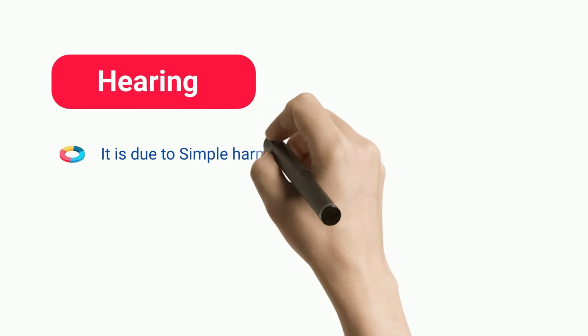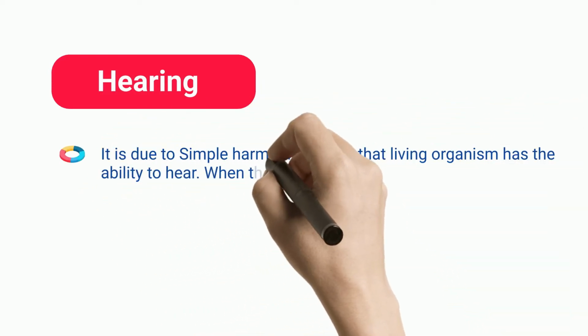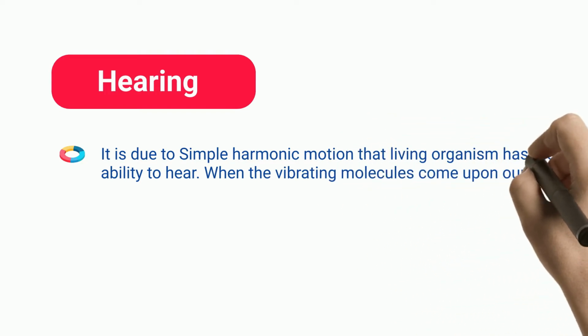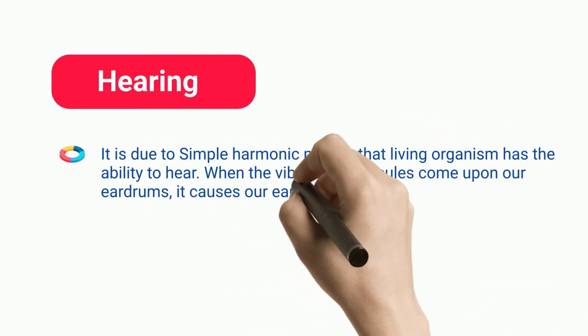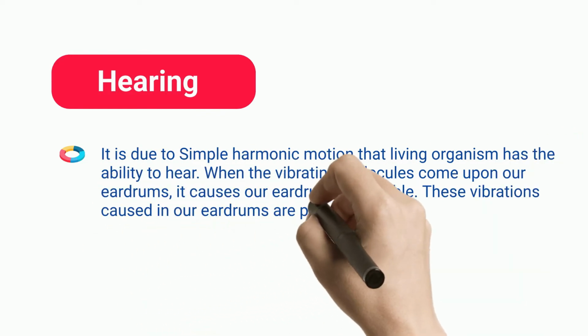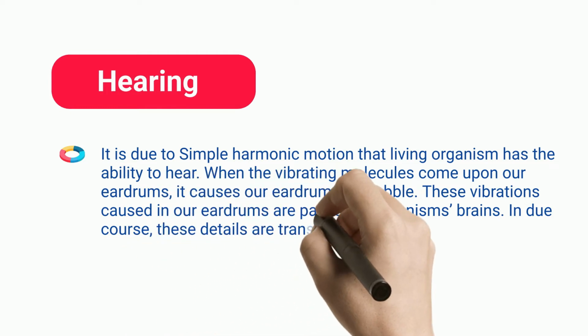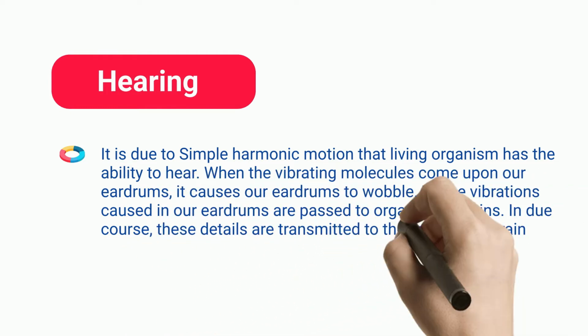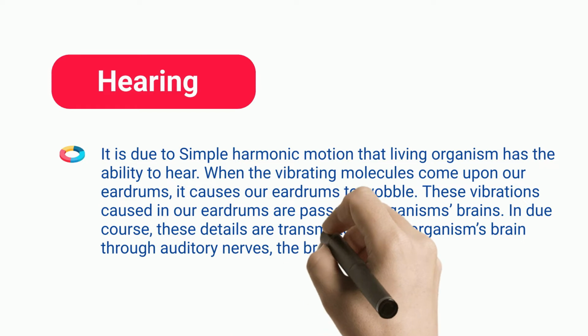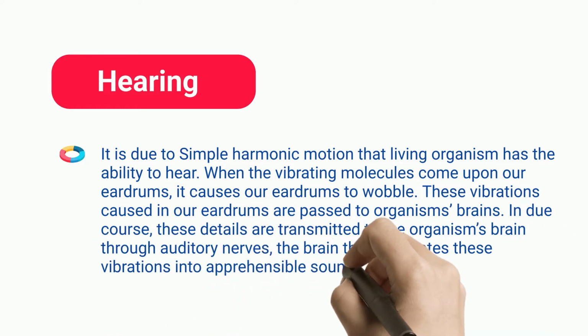Hearing. It is due to simple harmonic motion that living organisms have the ability to hear. When the vibrating molecules come upon our eardrums, it causes our eardrums to wobble. These vibrations caused in our eardrums are passed to the organism's brain. In due course, these details are transmitted to the brain through auditory nerves. The brain then translates these vibrations into apprehensible sounds.